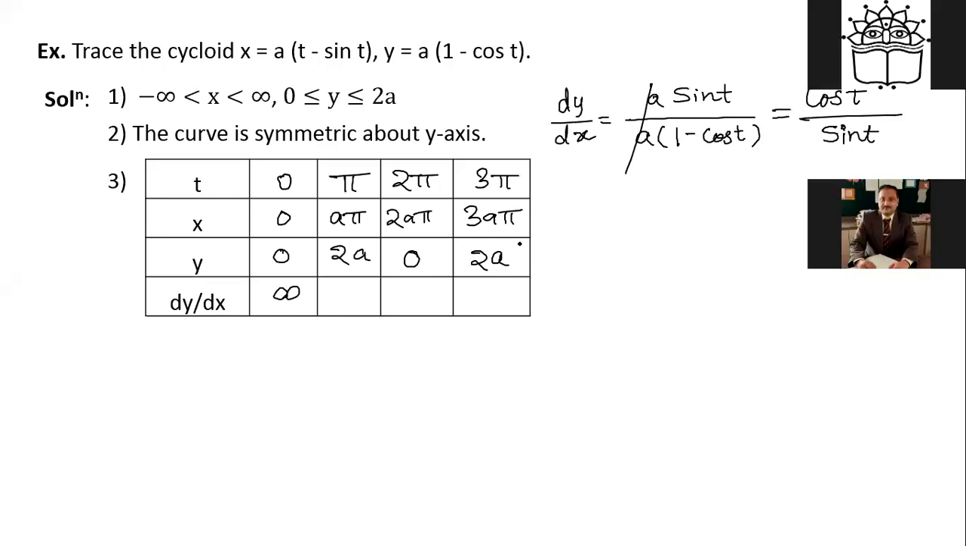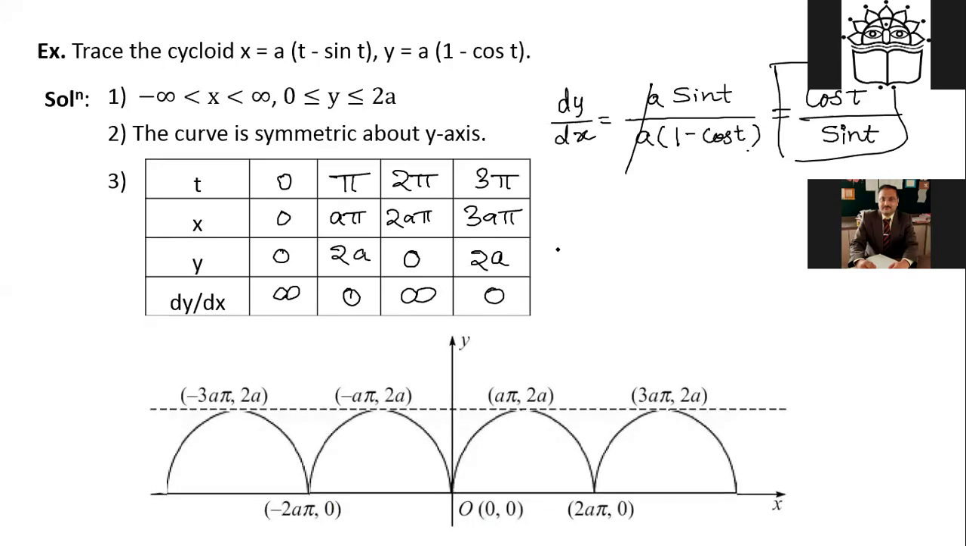So the curve passes through the origin, and the tangent to the curve at the origin is parallel to the y-axis. As such, for t equal to pi, dy by dx will be cos pi, minus 1, upon sin pi, which is 0. So we will not use that formula. We have to make use of this sin t upon 1 minus cos t formula. For t equal to pi, sin pi upon 1 minus cos pi, that will be 0. Similarly, if we put t equal to 2 pi, we will get infinity, and for t equal to 3 pi, we get dy by dx equal to 0, and thus the curve will be like this.